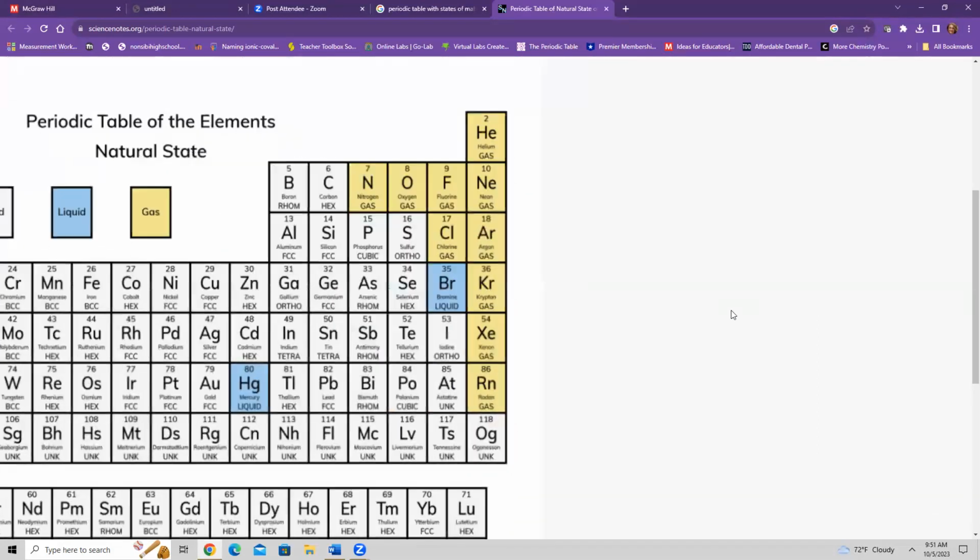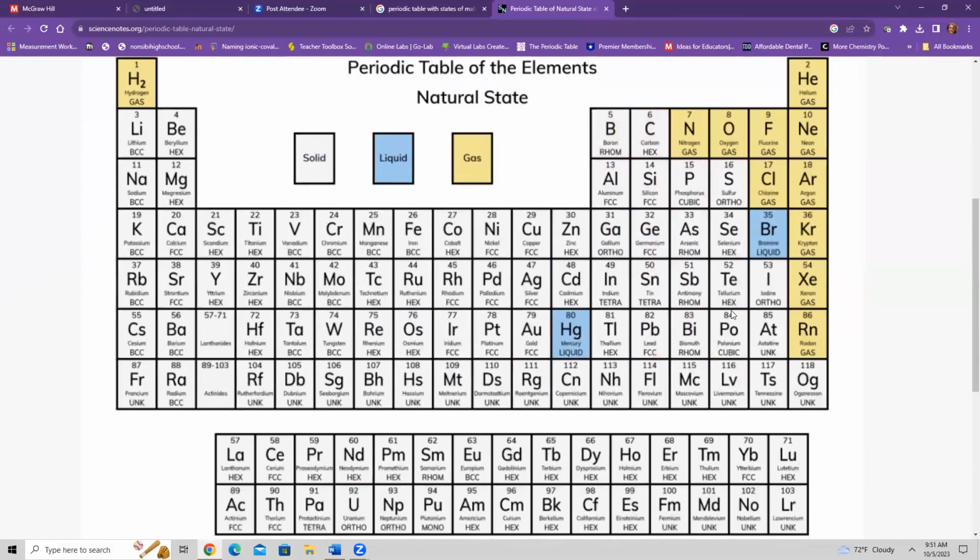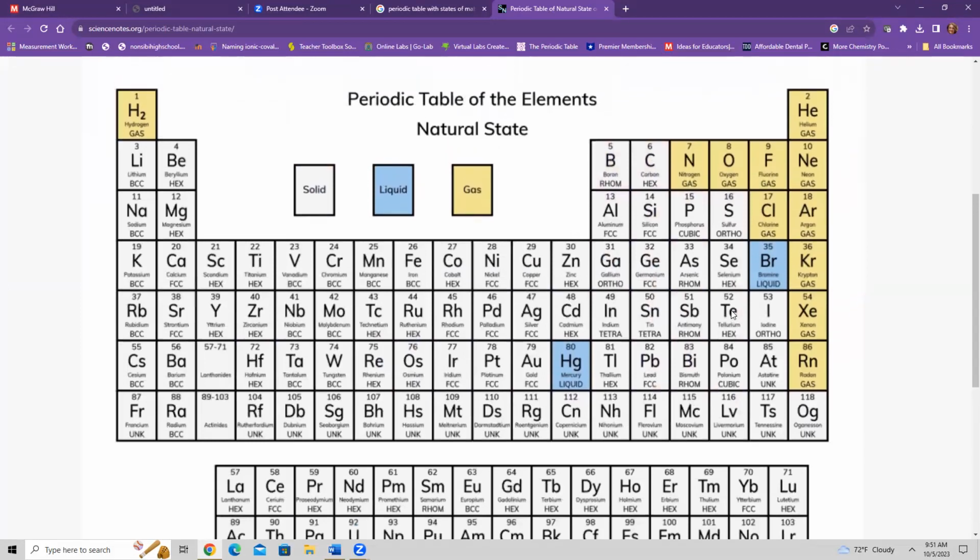Here are the ones that are liquid and gas. You see, there's the key. So anything that is yellow in here is a gas, and anything that is blue is a liquid. And of course, all the other ones are solid.